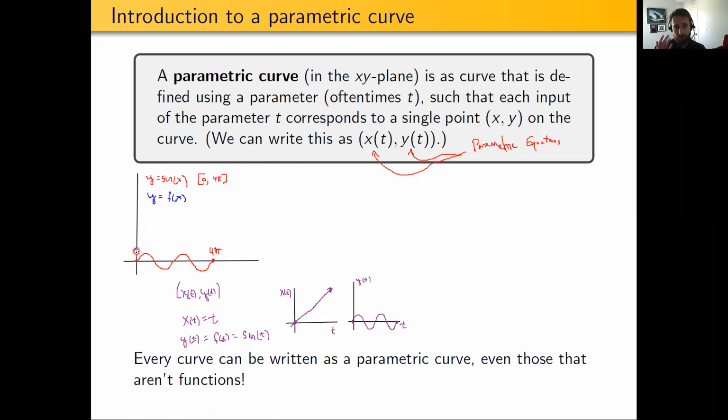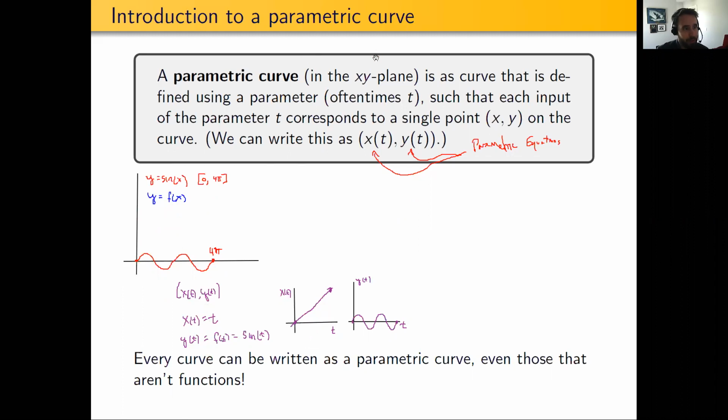And when I consider the point x of t comma y of t, my x's are going forward, my y's are going up and down, and taken together, they will perfectly trace out this curve. So this is a nice strategy for turning any function y equals f of x into a parametrized curve: x of t equals t, y of t equals f of t.